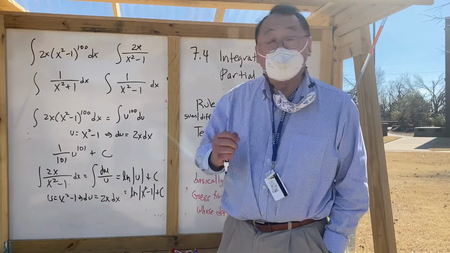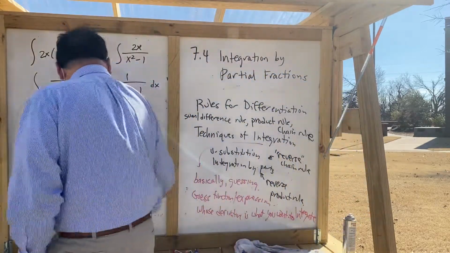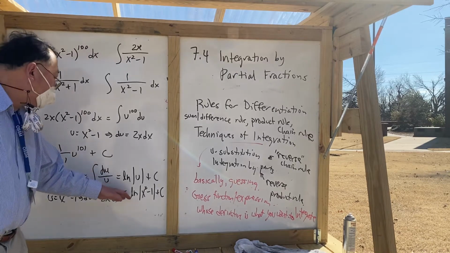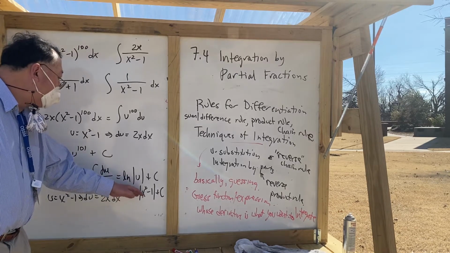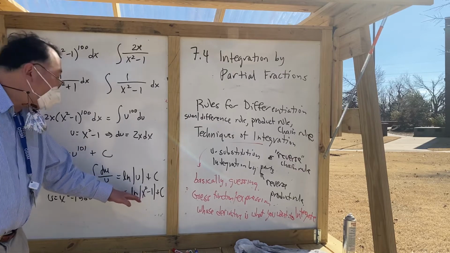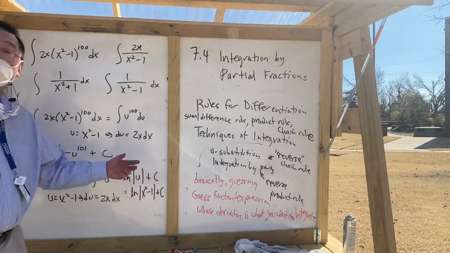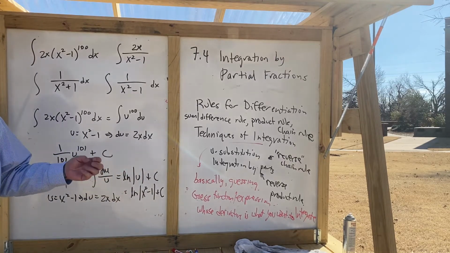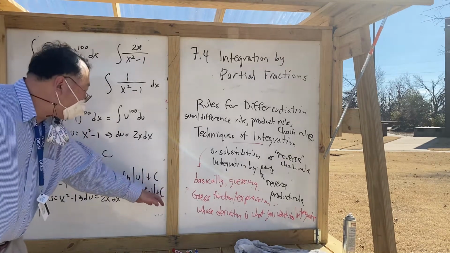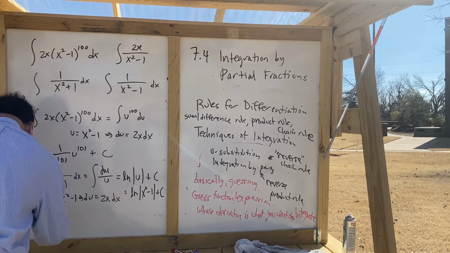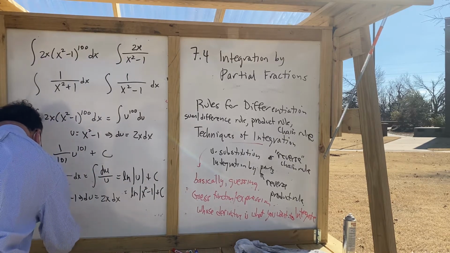Now remember, the derivative of a constant is 0. That's why I have this constant of integration. I can differentiate any expression of this form, the natural log of the absolute value of x squared minus 1, plus 100, plus pi, plus e, plus a million. The derivative of that expression would be 2x over x squared minus 1. How about the integral of just plain old 1 over x squared plus 1?